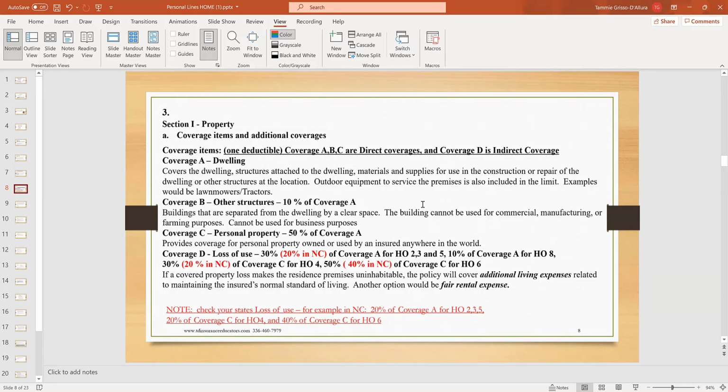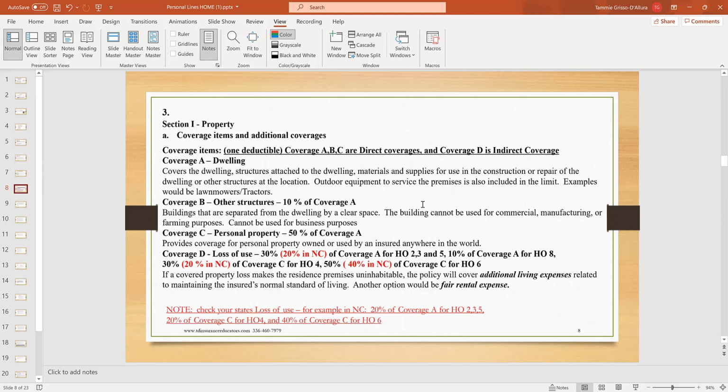And again, all of this is included in your Section 1 property, and all of your homeowner forms have all of these coverages. So personal property is 50% of coverage A, and it provides coverage for personal property owned or used by an insured anywhere in the world. So again, if you have a $100,000 dwelling, then you would automatically have $50,000 for your personal property or contents.